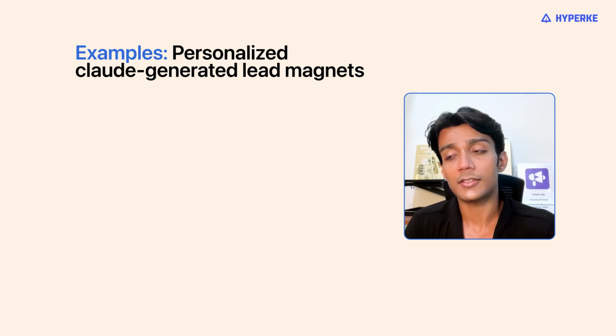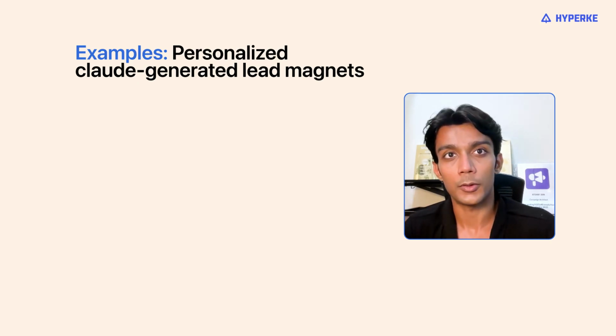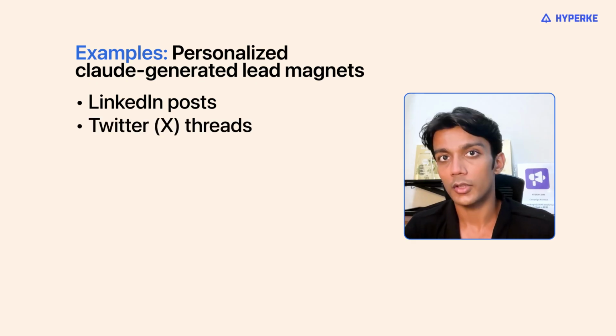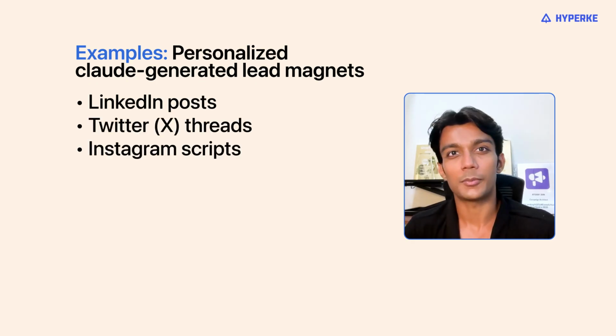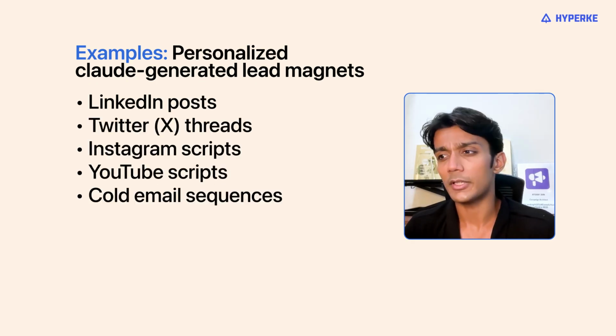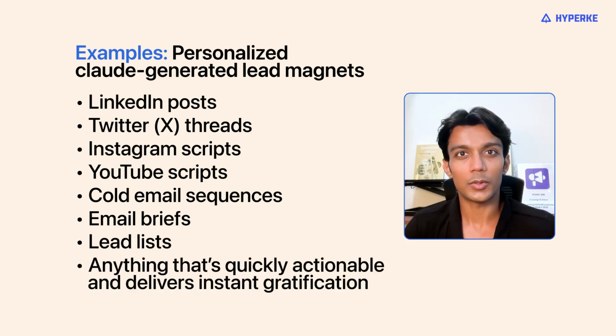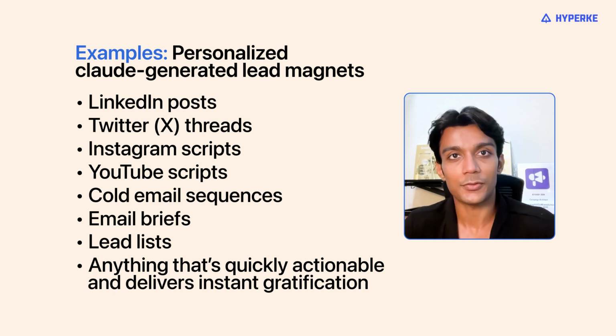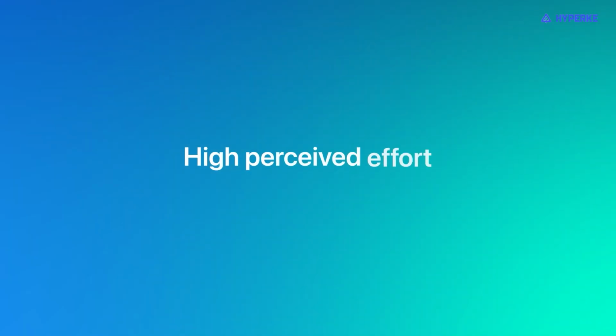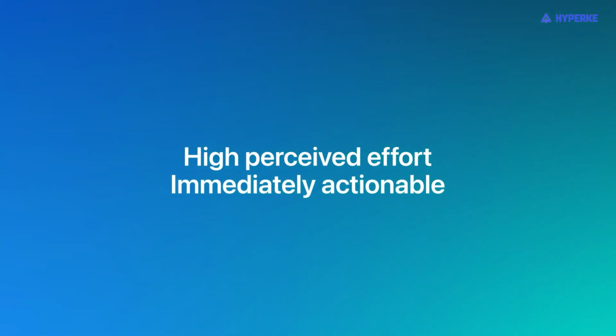Examples of good lead magnets are personalized creatives in any way, shape, or form. This could be LinkedIn posts, Twitter or X threads, Instagram reel scripts, YouTube video scripts, cold email sequences or briefs, cold email lead lists, or some other form of creative that the prospect can just download and publish and see the results from. All of these do very well as personalized lead magnets because they meet both of the criteria that I outlined earlier. They demonstrate high perceived effort and they are immediately actionable.